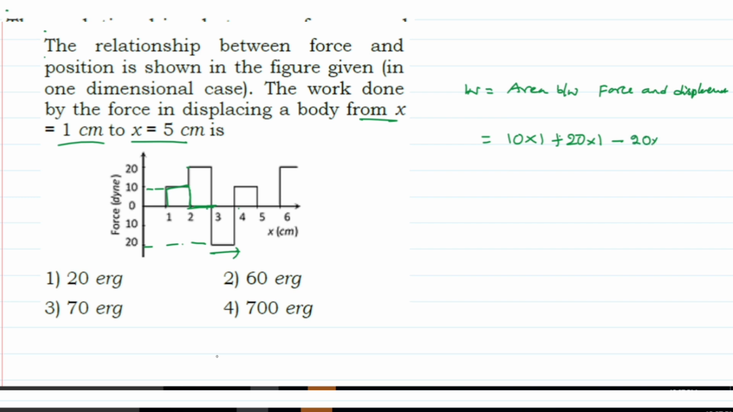So you can write 20 into 4 minus 3, which is 1, plus again, for 4 to 5, force into displacement, 10 into 5 minus 4, which is 1. When you are simplifying this, all the units are given as centimeter, so in the answer here, 10 into 1, and the 10 and 10 get cancelled, and we will be getting 20 ergs.